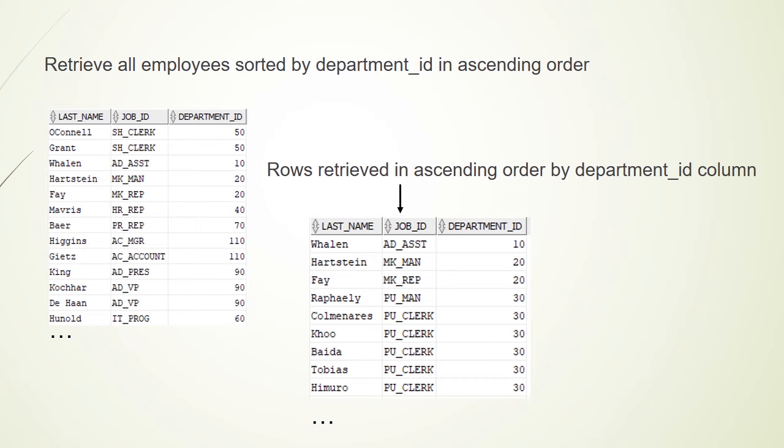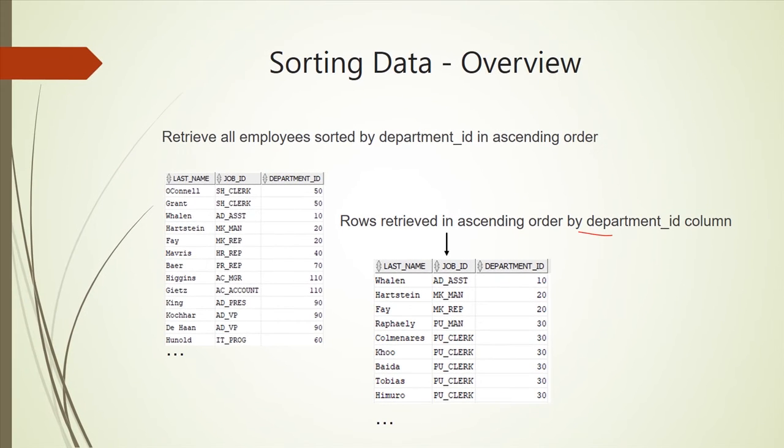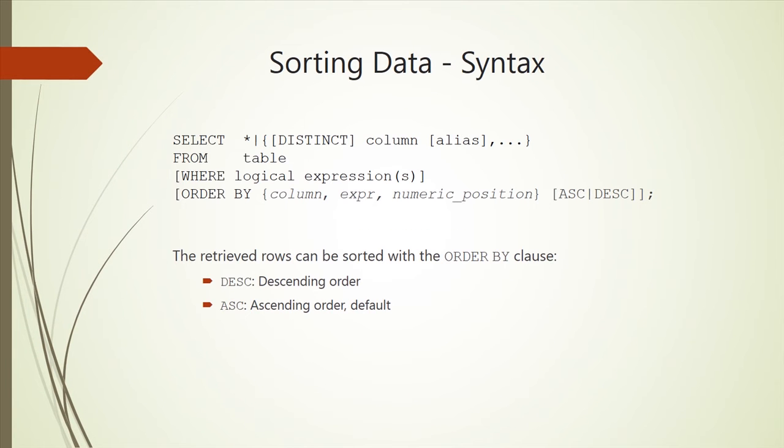Without sorting the data or without using the order by clause in the select statement, Oracle returns the output randomly. So if we want to return the output ordered by, for example, department ID, we can use in this case the order by clause. We can extend our select statement to include a new clause, which is the order by clause.